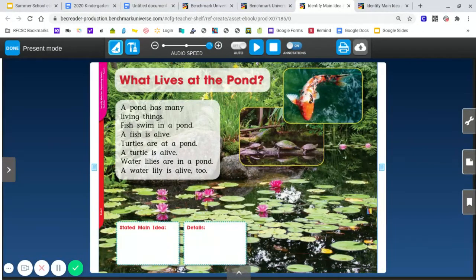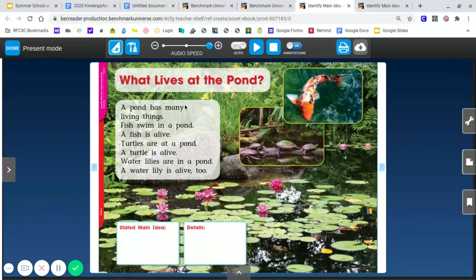Okay, so let's think. Out of these sentences, we have a sentence that says a pond has many living things. Fish swim in a pond. A fish is alive. Turtles are at a pond. A turtle is alive. Water lilies are in a pond. A water lily is alive too. We're going to look towards the beginning. Which sentence represents the main idea? It's stated, straight stated for you. What do you think?